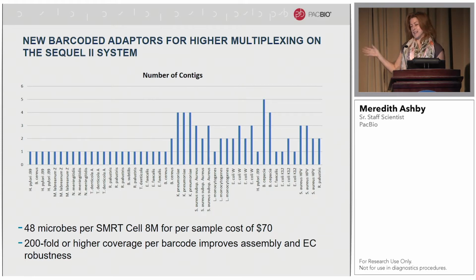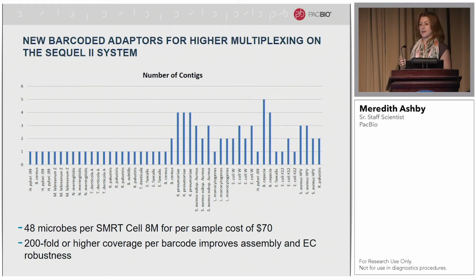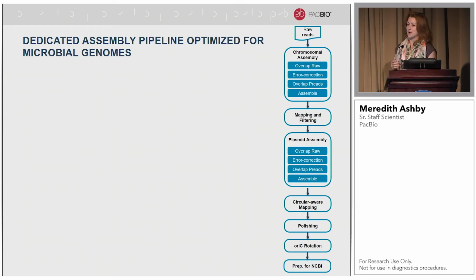Another great thing is that every one of these microbes has 200-fold or higher coverage per barcode, and that really helps improve the assembly robustness and also the error correction. And then the best thing of all is that when you can multiplex at 48-plex on the Sequel II system, the per sample cost goes down to just $70, which we are really excited about, and we hope you are too.